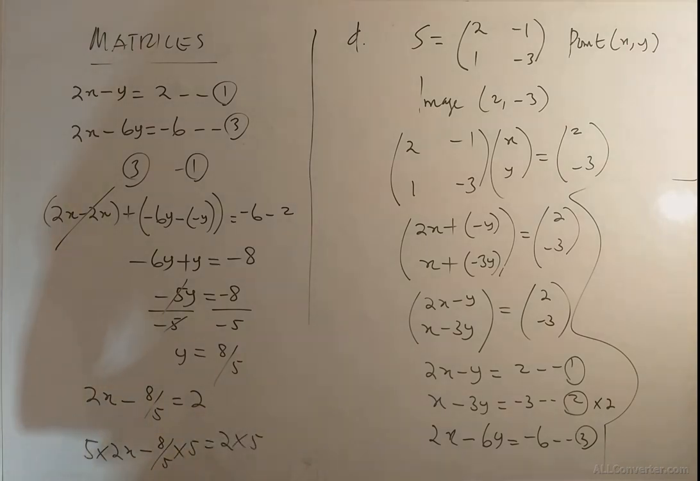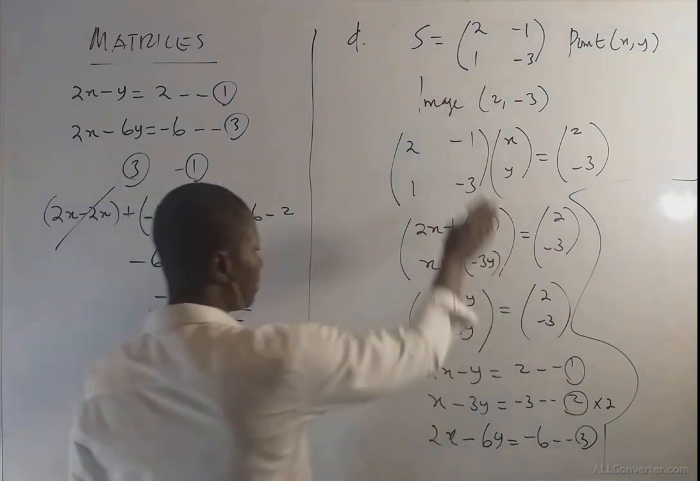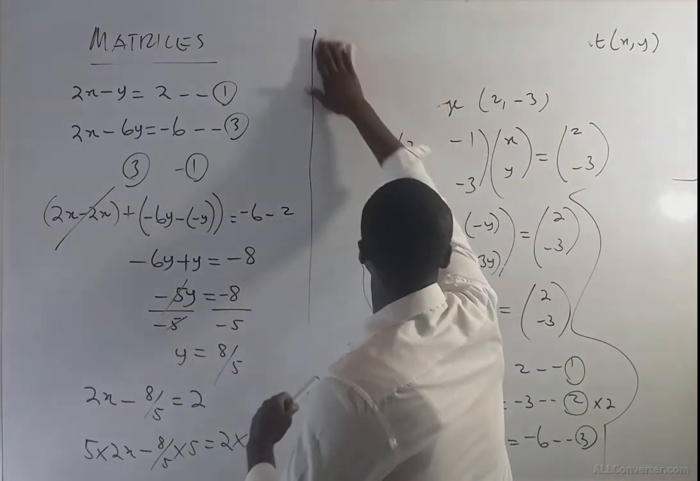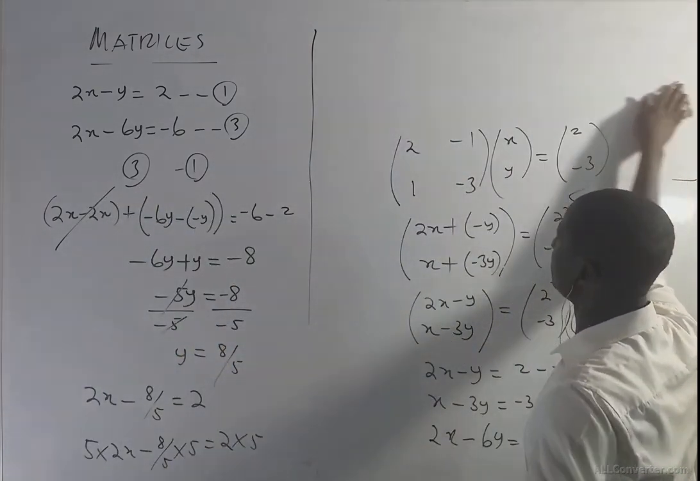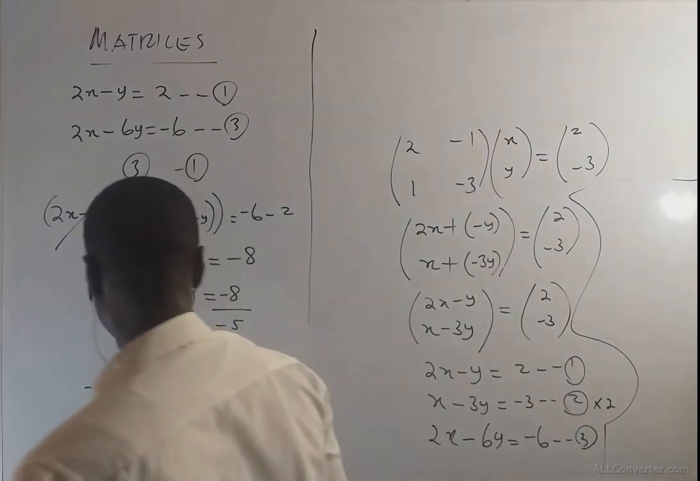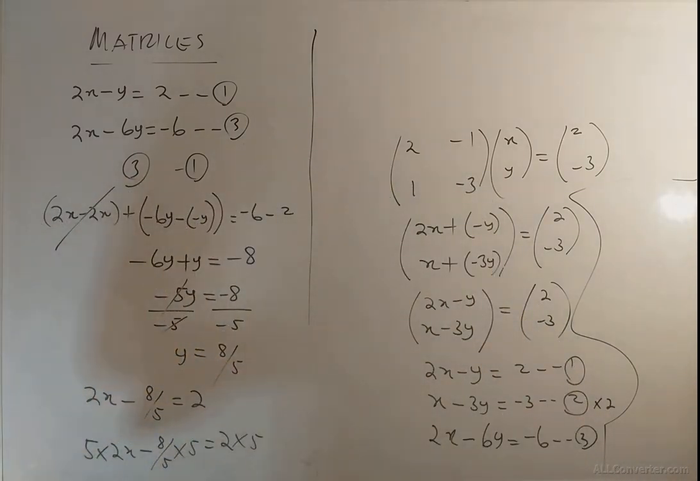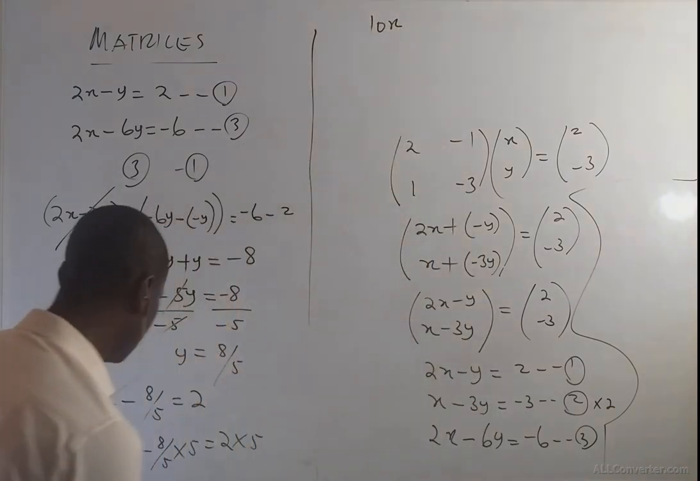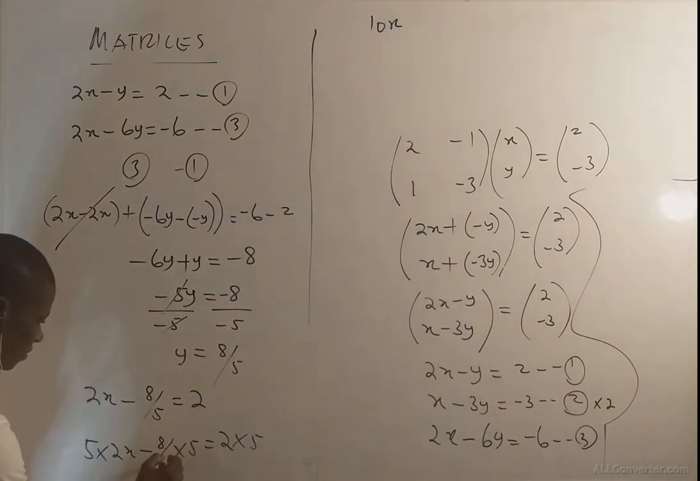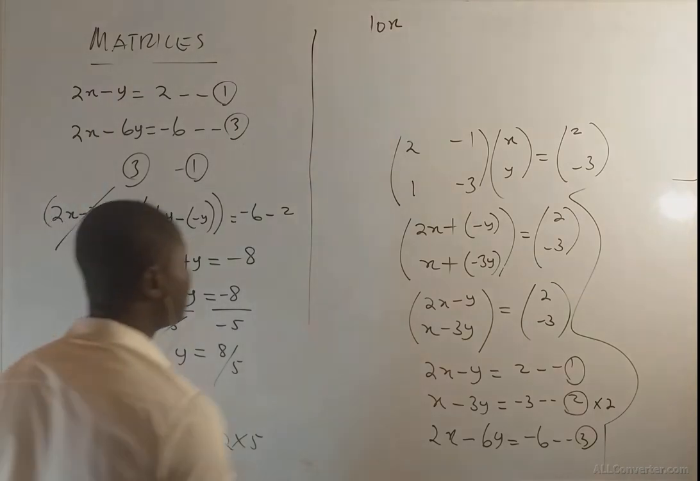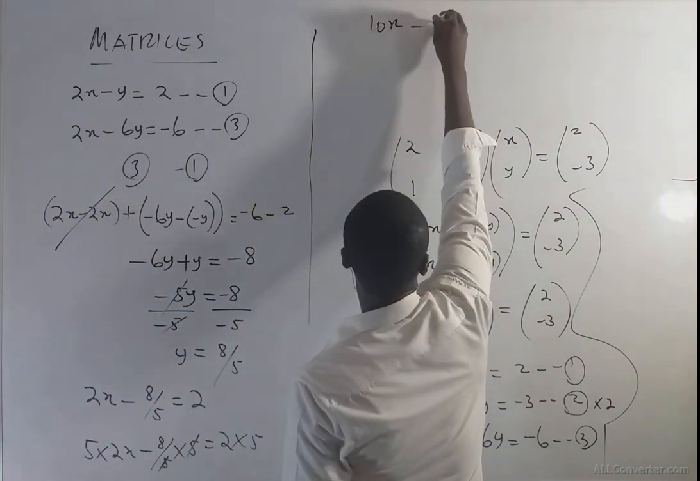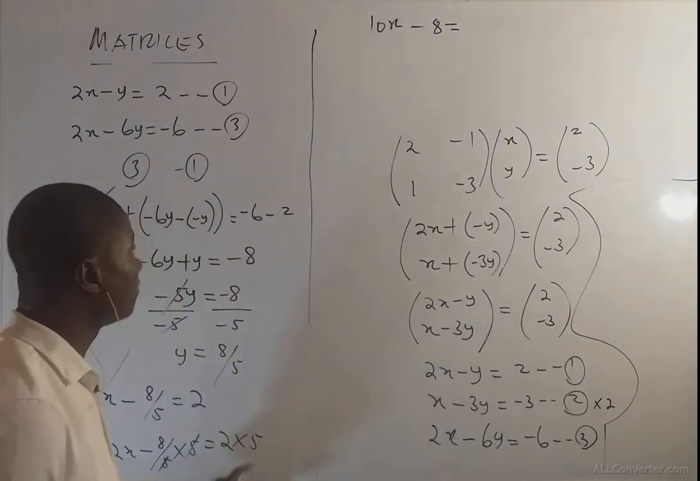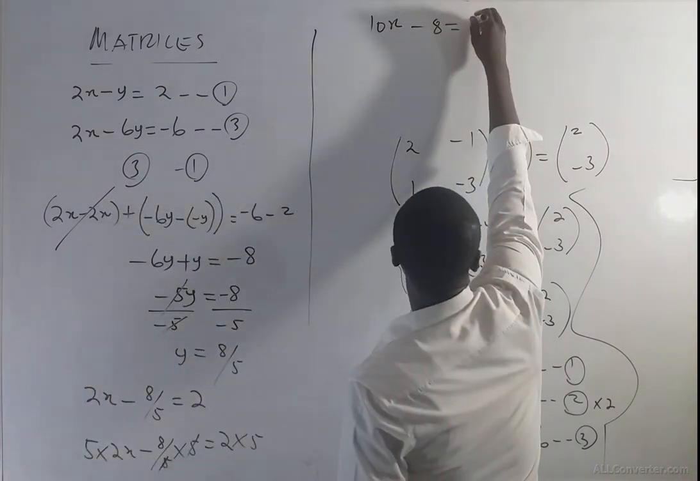Whatever you are doing to a term, you have to do the same to all the terms. So take note of that. Now, 5 times 2x will give us 10x here. Then 5 will cancel this 5, and you are left with minus 8 here, which is equal to, then 2 times 5 will give us 10. So we have 10 here.